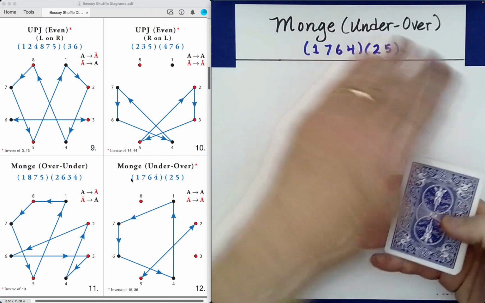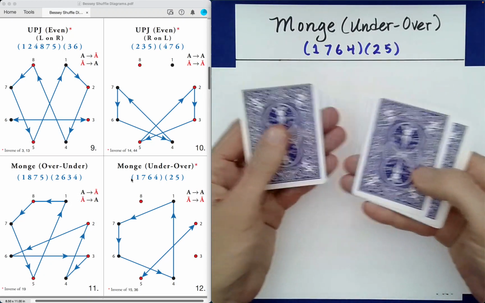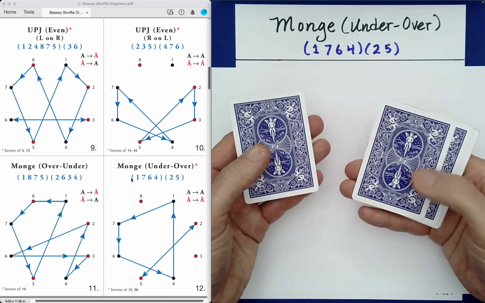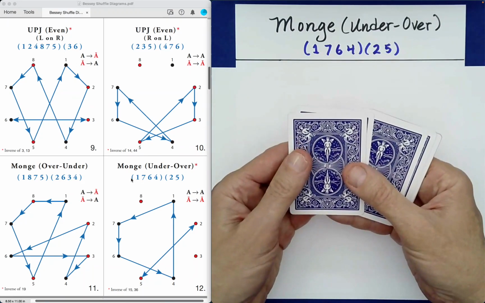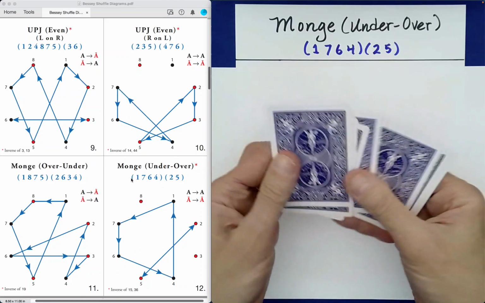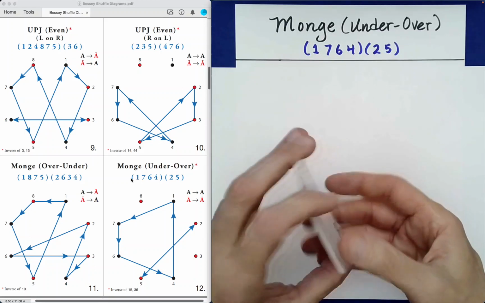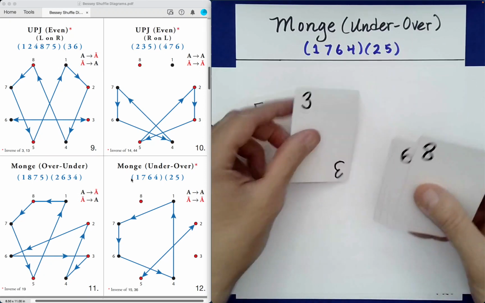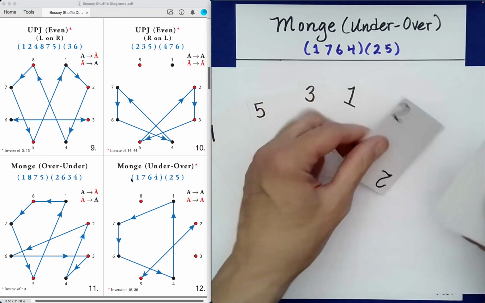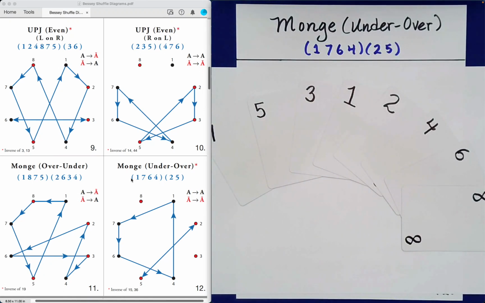Okay, so the mange under-over, well, it begins the same as the over-under. You just push over the top card. Now this time, this card over here goes under the one on the left. Next one goes over, under, over, under, over, under. Okay, so that is the mange under-over. And as you would probably guess, you get a different ordering. You really do for this, and that's why the shuffle diagram is so different.